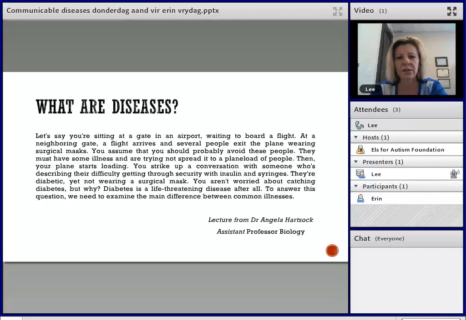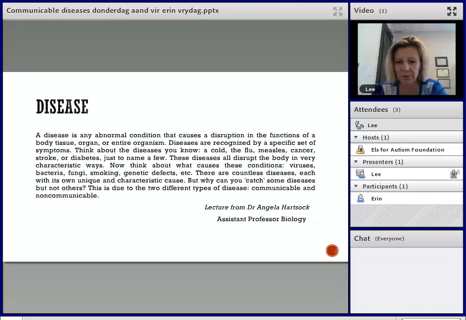So we're just going to look firstly at the main differences between the common diseases, but speak mostly about communicable diseases. So a disease is any abnormal condition that causes a disruption in the functions of a body tissue, organ, or entire organism. And we know that there's a specific set of symptoms. You think, for instance, of a cold, a flu, measles, cancer, stroke, or diabetes, just to name a few.